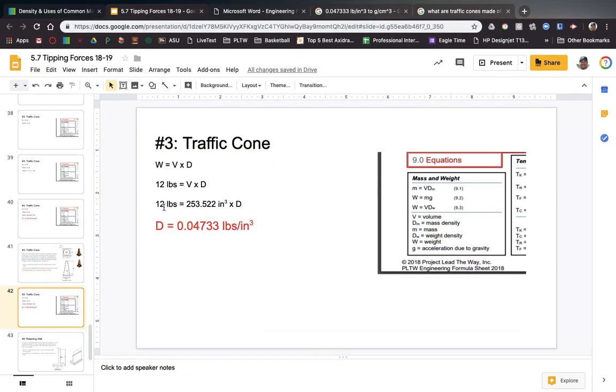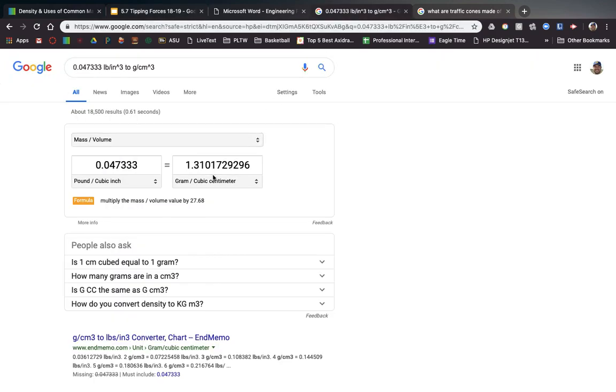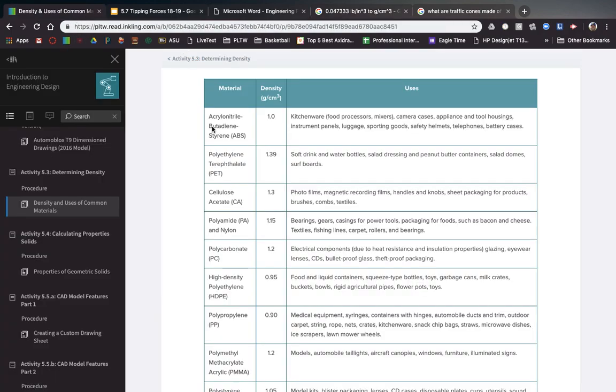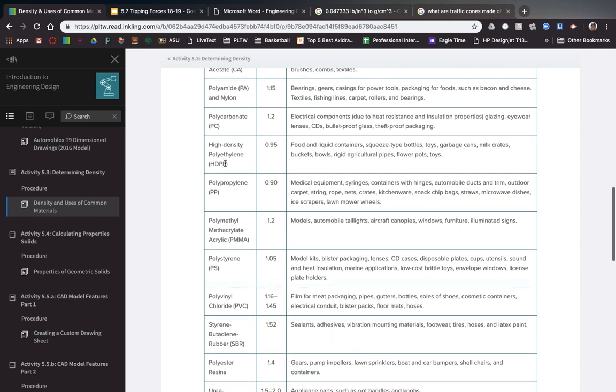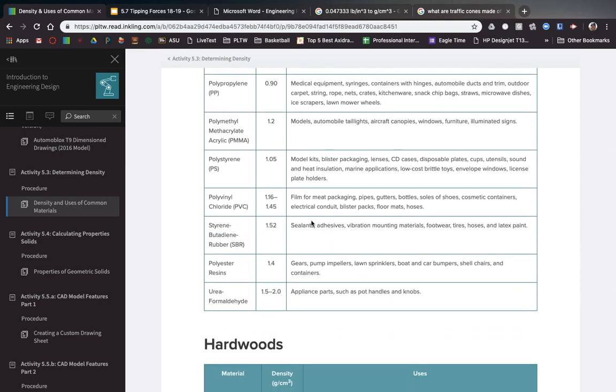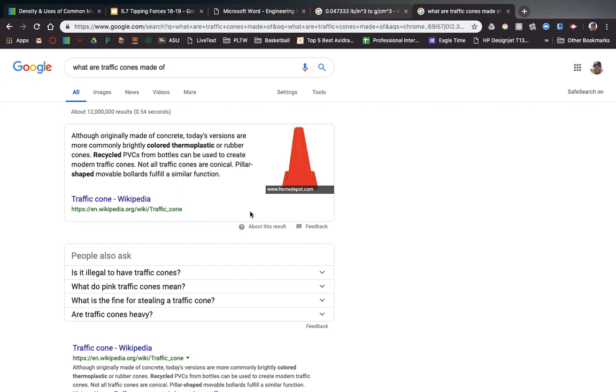It would be a great answer if you said something along the lines of, I know the density, I calculated the density, I converted that to grams per cubic centimeter. I compared this to the list that I found in activity 5.3, PVC, and I saw that some of the uses matched what we were trying to do here, similar types of plastic. And then I even checked on Google what traffic cones are made of, and it lined up with what I was thinking with my math. I would think that that was a great answer from a student.